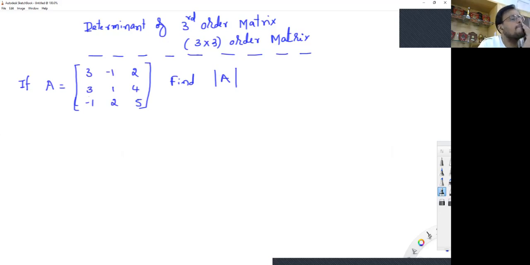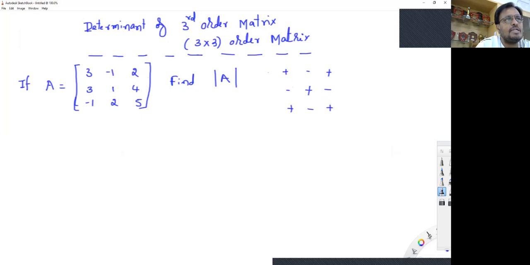Here, 3 by 3 order means 9 elements are there. Whenever we are going to find the value of a third order determinant, first thing is, there are 9 elements. So to each element you give one sign, starting from plus, minus, plus, minus, alternating: plus, minus, plus, minus, plus, minus, plus.